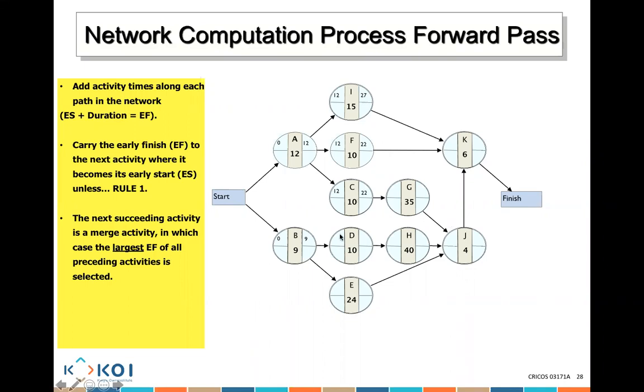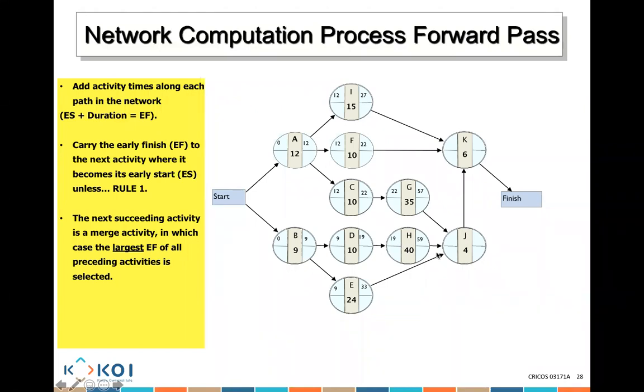What about for activity D? 9 plus 10, 19. Okay, and what about for E? 9 plus 24, 33. Is that clear, guys? Yeah. All right, great. So what do I put for G? 22 plus 35, 57. Okay, what do I put for H? 19. Yep. Plus 40, 59.